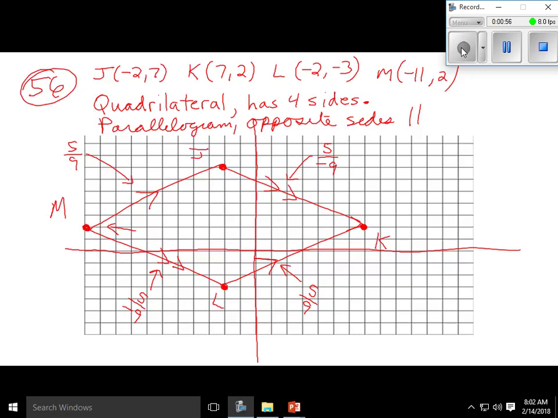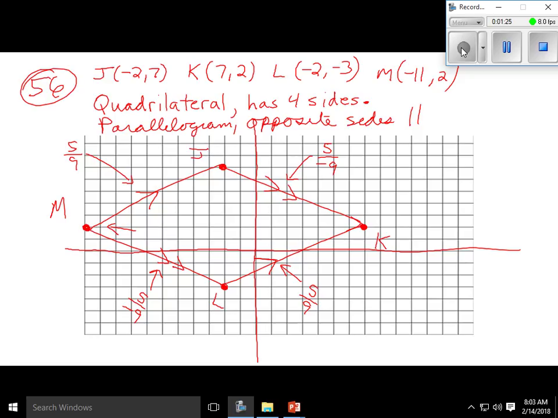JM, LM. What's the slope of JM? 5/9. What's the slope of LM? Or ML? Let's turn it around since we already named it the other way. 5/-9. Looking at those two slopes, are they opposite reciprocals of each other? They're opposites of each other, but are they reciprocals?